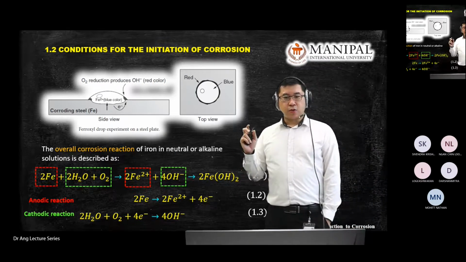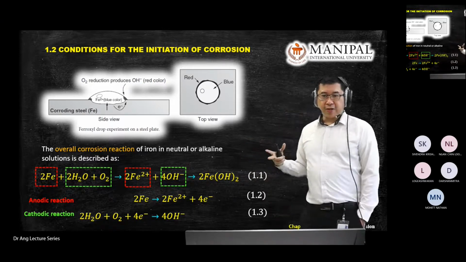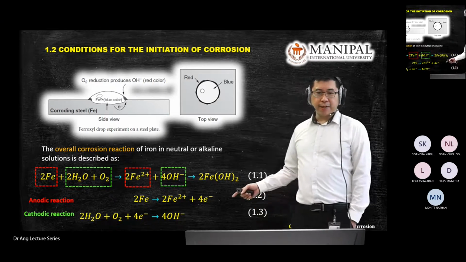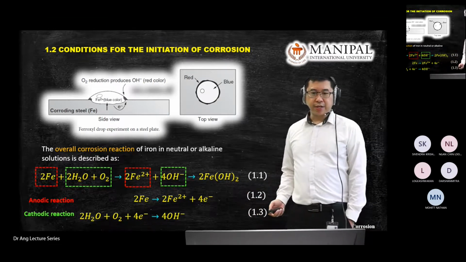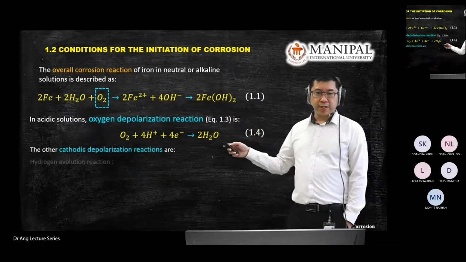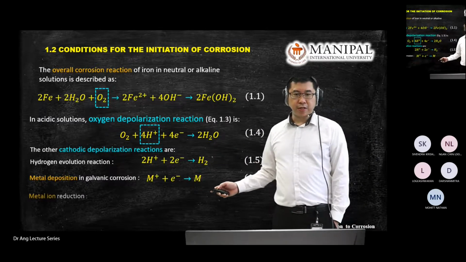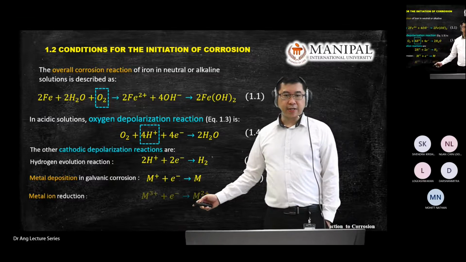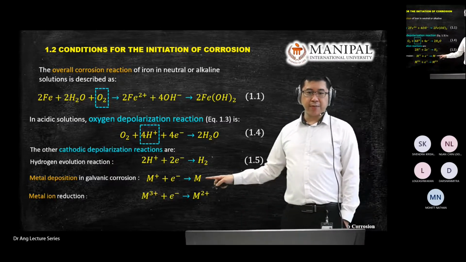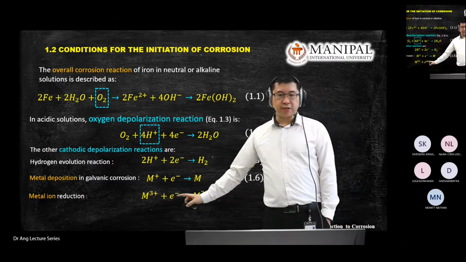So today I just want to prepare you on the technical definitions. Just now we learned about anodic reaction, cathodic reaction, depolarization. What is deposition? What is ion reduction? Metal deposition means you get the metal element. Ion reduction means you reduce the positive charge.